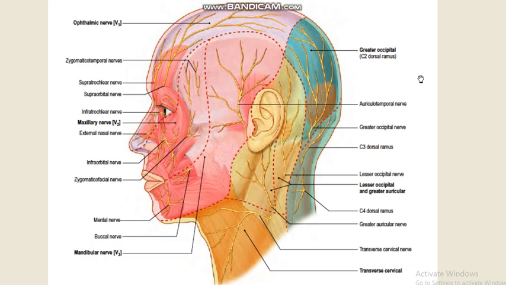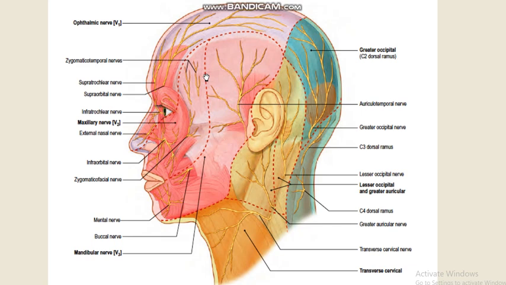The motor part supplies the muscles of mastication and travels with its mandibular division, and a small part near the angle of the mandible is supplied by the great auricular nerve. So this trigeminal cranial nerve has a sensory nucleus, a spinal nucleus and a motor nucleus.